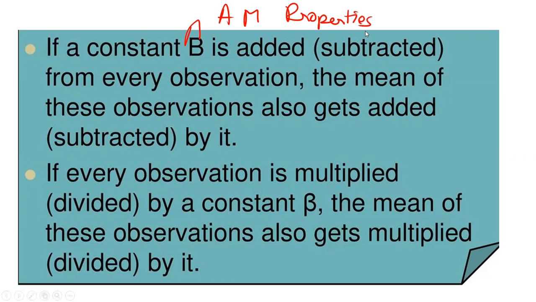The first one: if a constant b is added to or subtracted from every observation, the mean of these observations will also get added or subtracted. Here it is talking about how the mean is affected by change of origin and scale. Mainly there are two things.